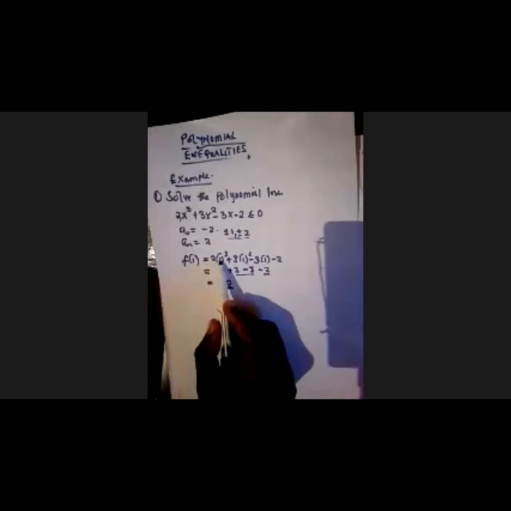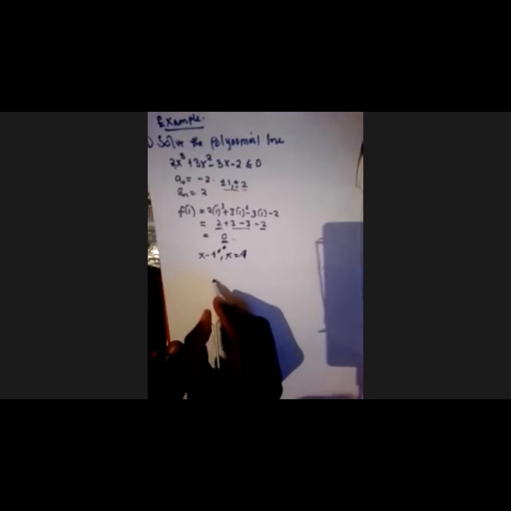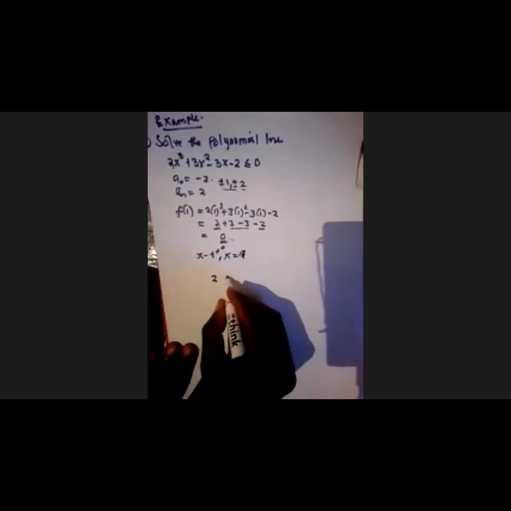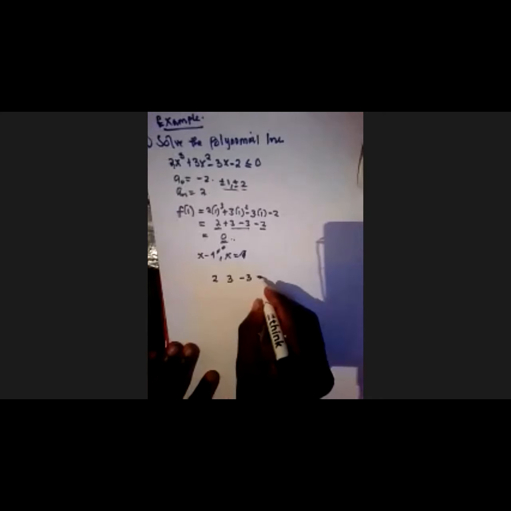All right. So, since f of 1 gives us a 0, then x minus 1 is a factor of this polynomial. From there, you can use long division or synthetic division. Let's use synthetic division. So here x is equal to 1 when we equate this factor to 0. Then, using synthetic division, you take all the coefficients of the polynomial: 2, 3, minus 3, and minus 2. So you're using 1 here.